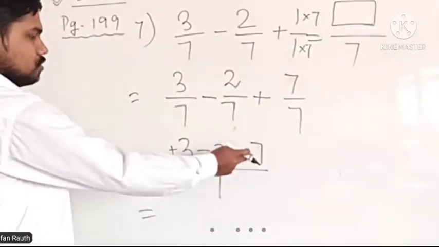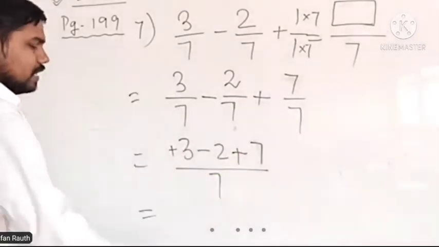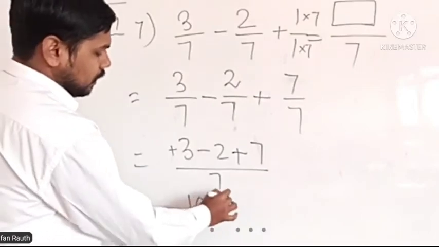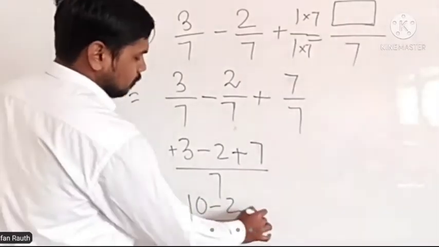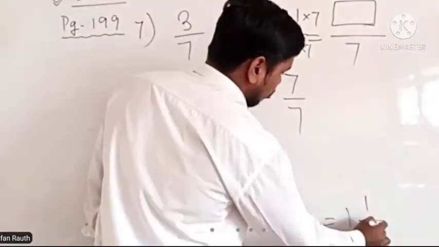So positive numbers we have 7 plus 3 and negative numbers we have only minus 2. So 7 plus 3 is 10, minus 2 is 8. So here it will be 10 minus 2 divided by 7, that means 8 by 7, that means 1 whole 1 by 7.